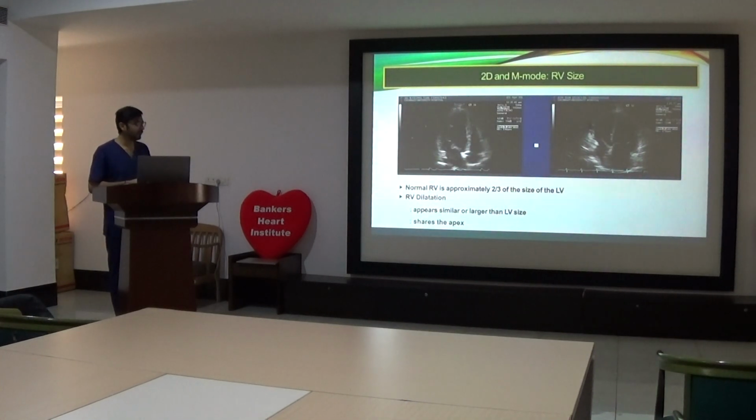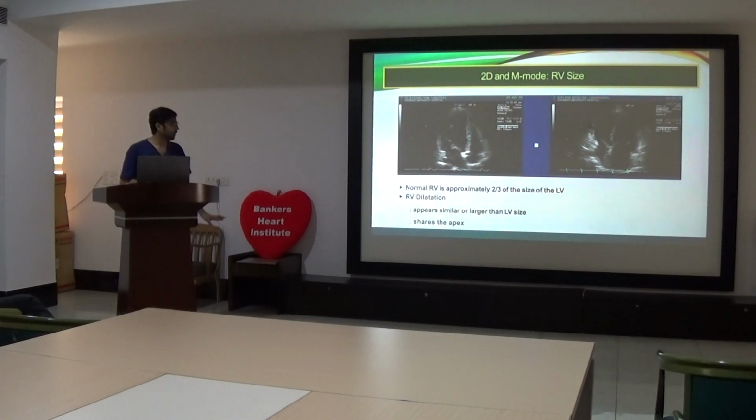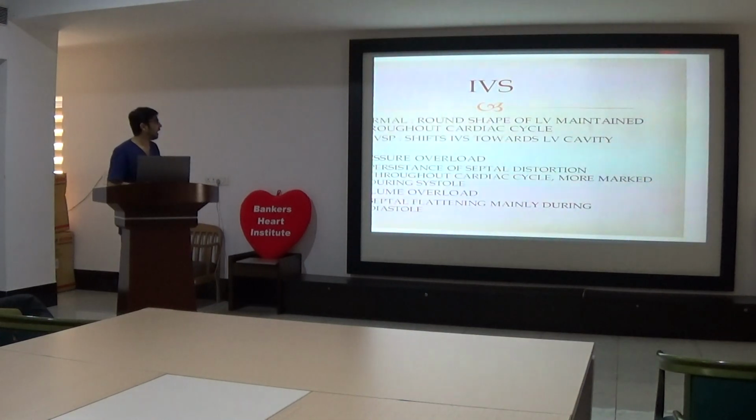The normal RV is approximately 2/3 of the size of the LV in mass. Basically, the RV is much less than the LV in volume and in thickness. RV dilation appears similar to or larger than the LV size, and shares the apex. Normally the rounded shape of the LV is maintained throughout the cardiac cycle, and RV pressure overload shifts the septum towards the LV.